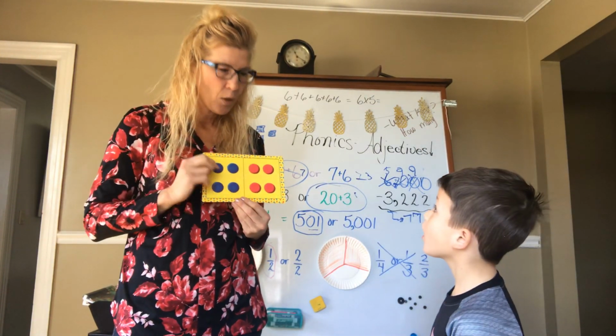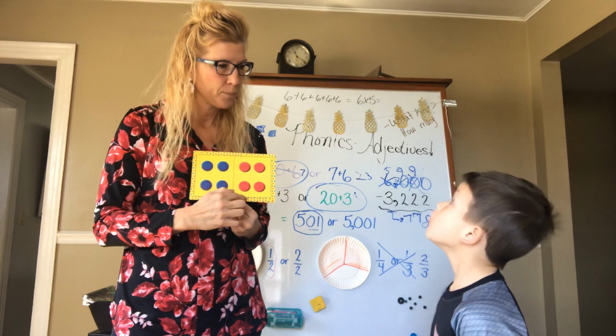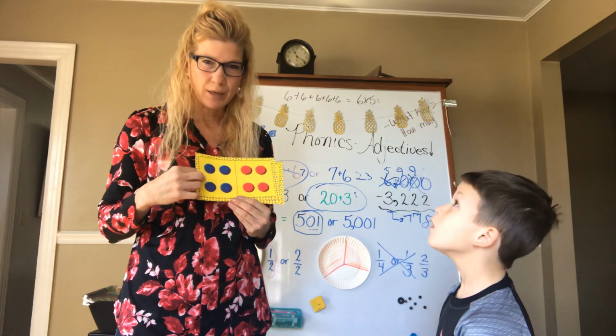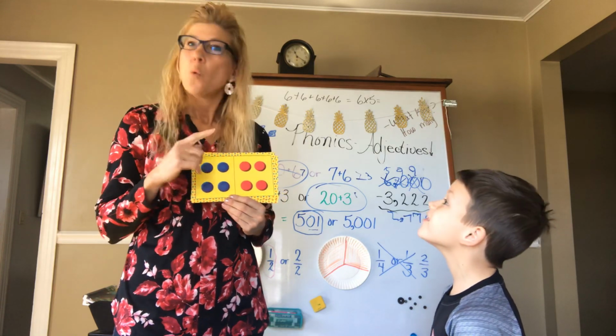What would you say? 4 plus 4 equals 8. Now, let's make it a subtraction. 8 minus 4 equals 4.